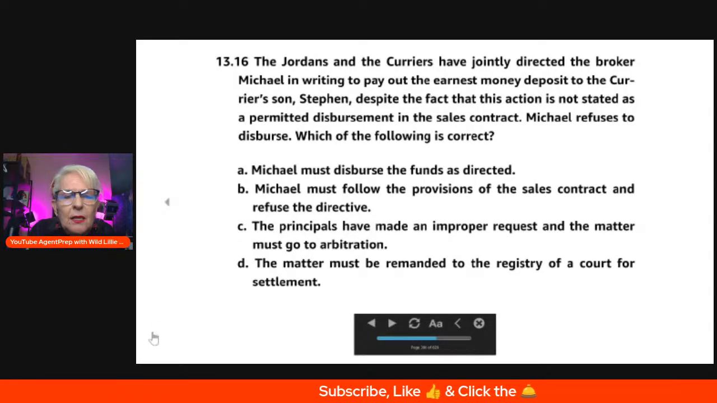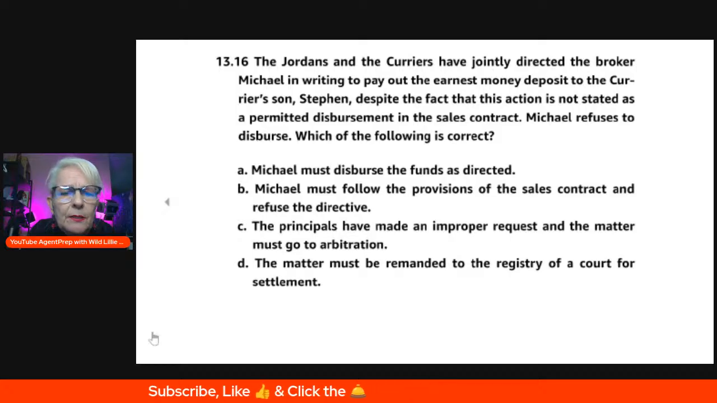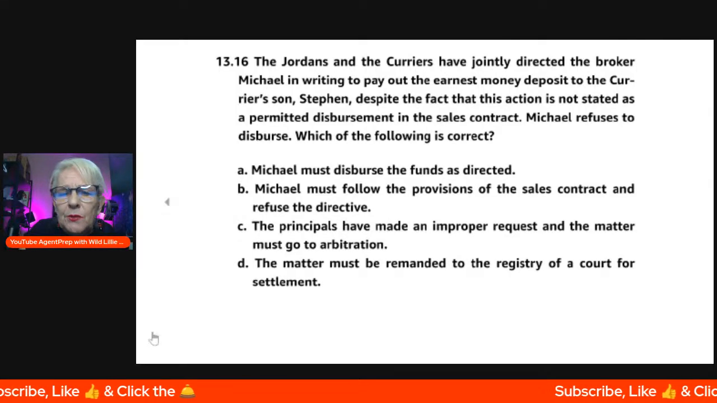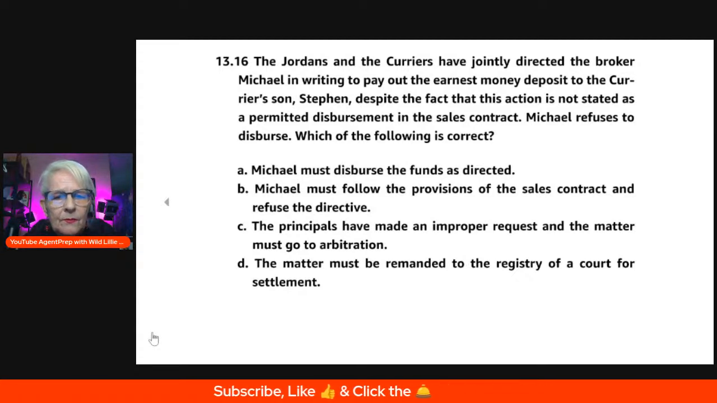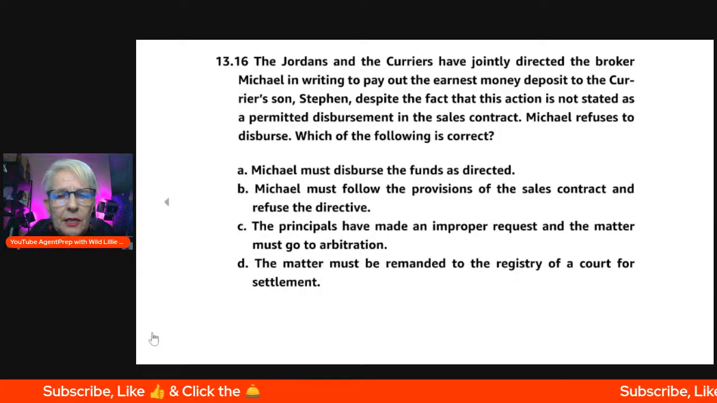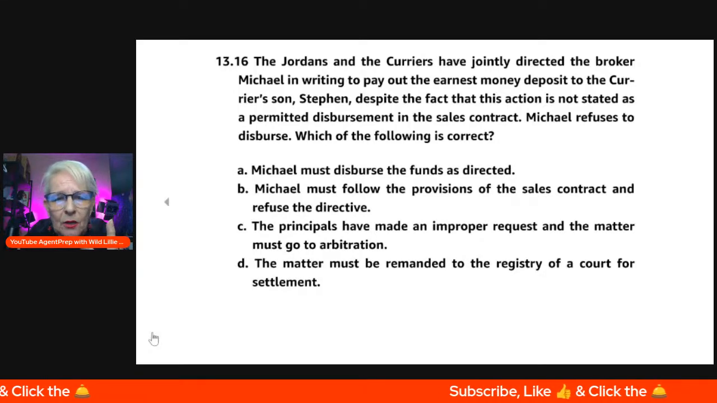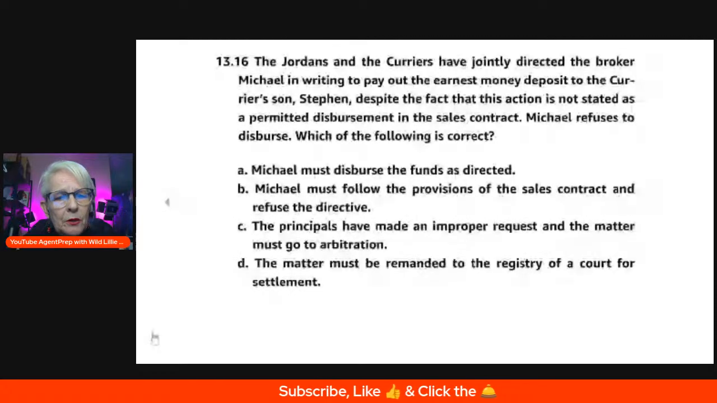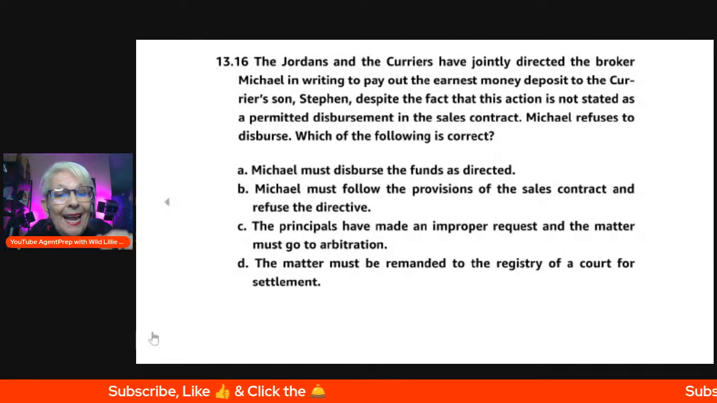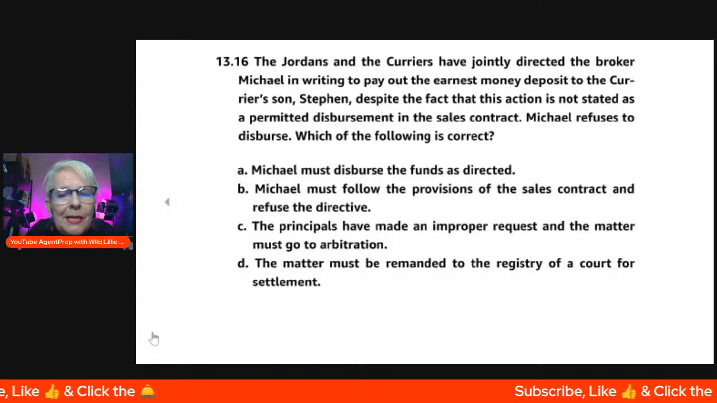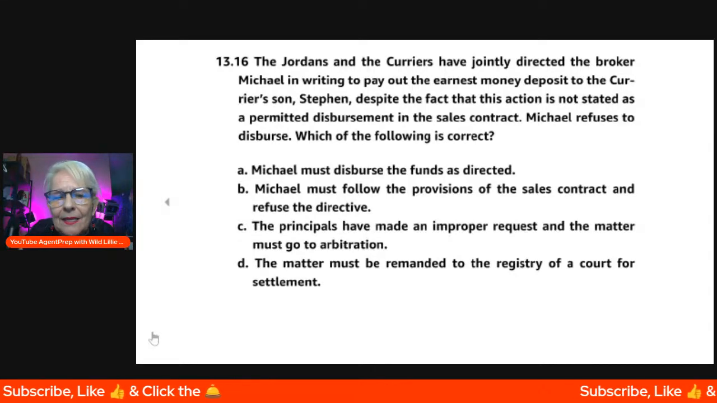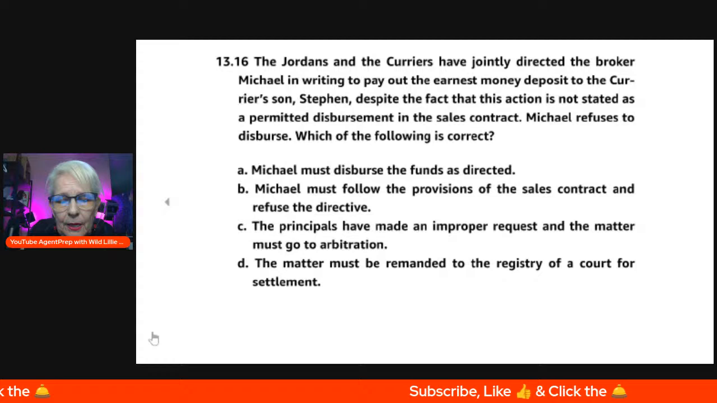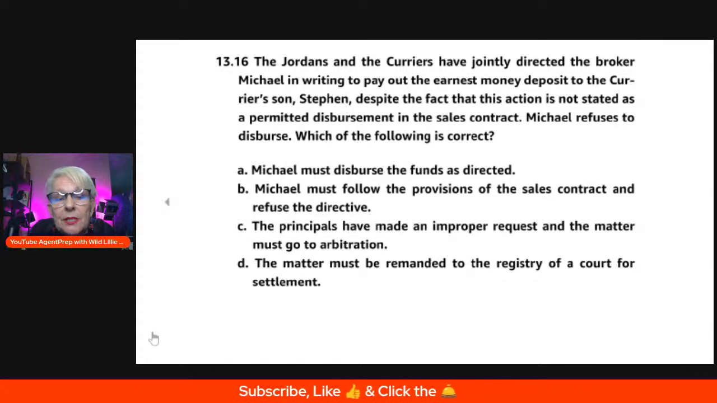Number 16, the Jordans and the Couriers have jointly directed the broker Michael in writing to pay out the earnest money deposit to the courier's son. Okay, so the Jordans and the Couriers have jointly directed, so both buyer and seller agree. Directed the broker, Michael, in writing, to pay out the earnest money deposit to the courier's son, Stephen, despite the fact that this action is not stated in a permitted disbursement in the sales contract. Because in a sales contract, the money goes to the title company.